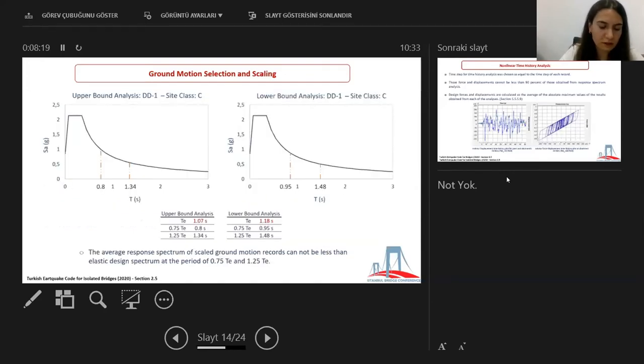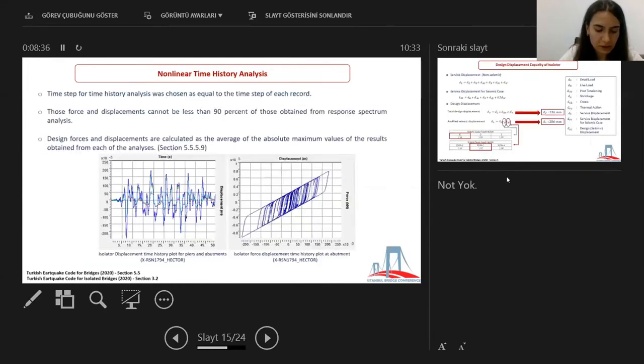The average response spectrum of scaled ground motion records cannot be less than the elastic design spectrum at the periods of 0.75 T and 1.25 T. The time step for the time history analysis was chosen as equal to the time step of each record. Those forces and displacements cannot be less than 90% of those obtained from response spectrum analysis. And design forces and displacements are calculated as the average of the absolute maximum values of the results obtained from each of the analyses.